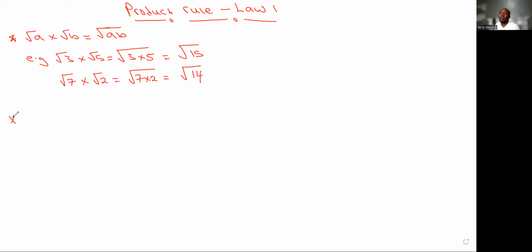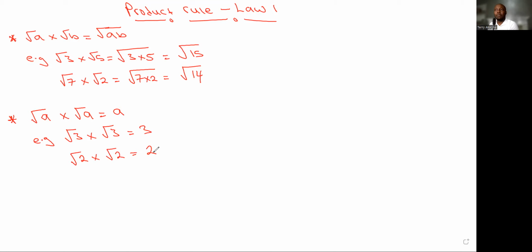Now, the second one I talked about, I also told you that when square root of A is multiplied by square root of A, the answer is going to be what? A. So that means if you have square root of 3 multiplied by square root of 3, the answer will be what? 3, okay? Or if you have square root of 2 multiplied by square root of 2, the answer will give you 2. Is that okay? Now, that was the second one I talked about. So when you have surds, you just multiply them inside, but when you have the same surds, it will give you what? The integer itself.